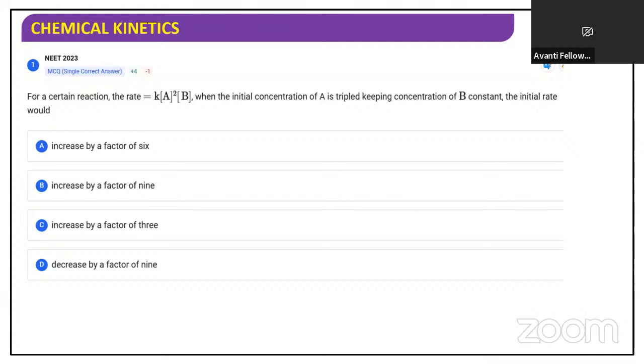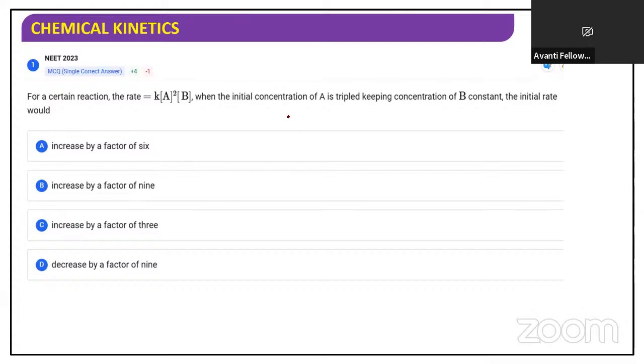नेक्स्ट देखो। फॉर द सर्टन रिएक्शन द रेट इज इक्वल टू K A raised to the power 2 and B. When the initial concentration of A is triple, keeping concentration of B constant, the initial rate would be? Initial rate यहाँ पे क्या होगा? Okay, beta. I'm trying to increase the font size. I think it's already in maximum, right? Chalo. So for the certain reaction, the rate is equal to K A raised to the power 2 and B. Now, when the initial concentration of A is triple, keeping concentration of B constant, what is the increase by a factor?